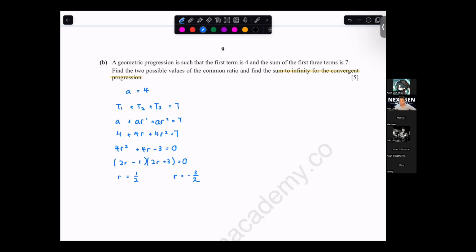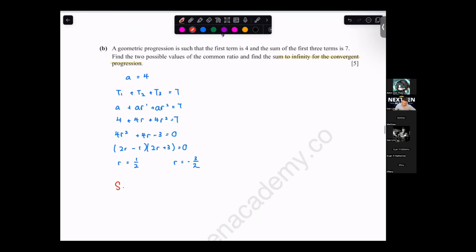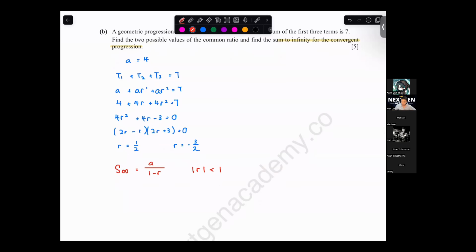Now, how do I know which value to use for sum to infinity? Because I got two r values over here. So you go to the condition of sum to infinity. What was the formula? Go to the formula sheet. They wrote here a over 1 minus r. Remember, there's a condition. Modulus r must be less than 1. The convergent series. What does this mean? You all need to remember this. Don't neglect this condition over here.